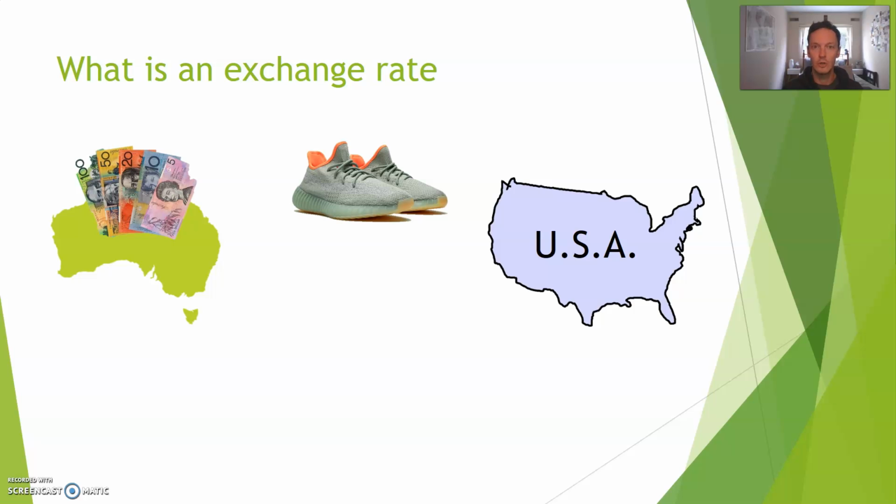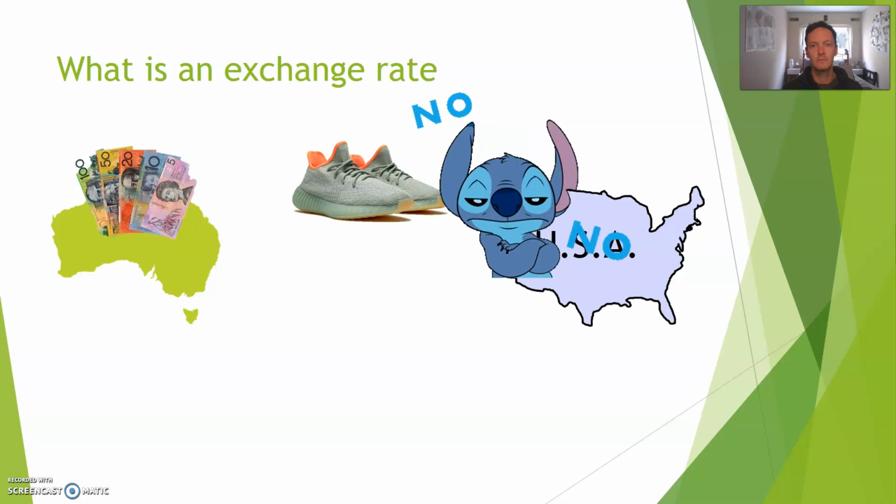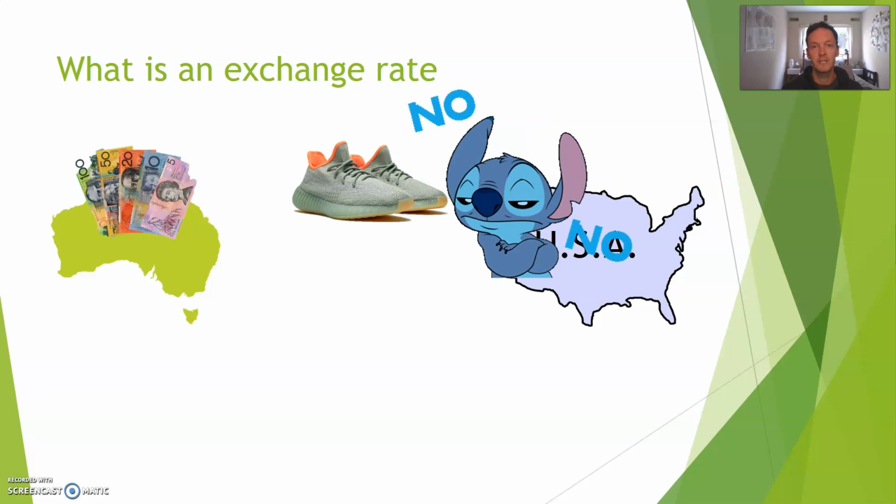And my question to you is, does the US accept Australian currency? Well, the answer is no, because that Australian money is no good in America. So the shoe company that makes those shoes can't use Australian currency to pay their wages or to buy food for their family or anything like that. They need American dollars. And so there's a problem here.